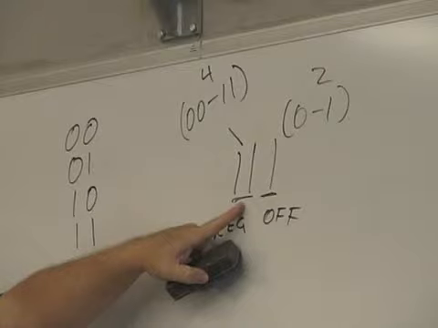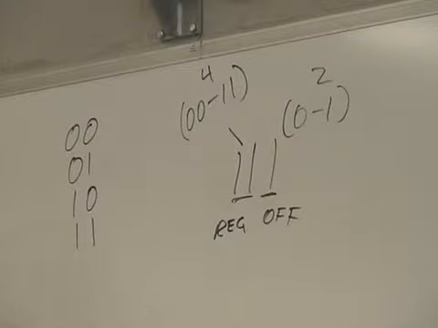Basically, that first one is 2 to the power of 0, or 1, and the second one is 2 to the power of 1, or 2.